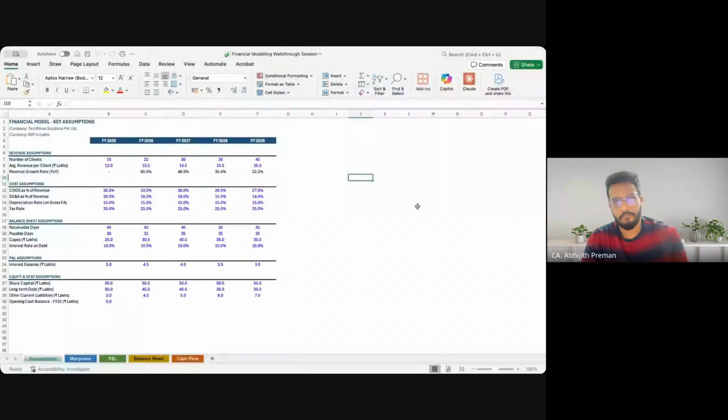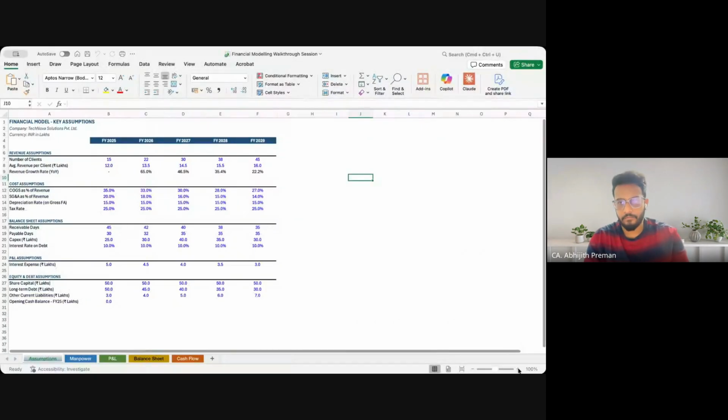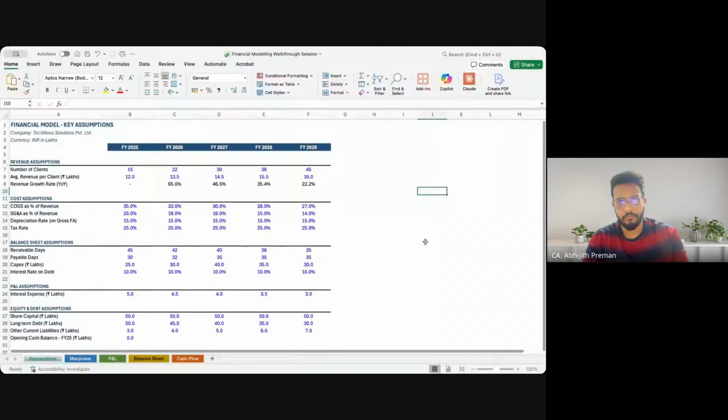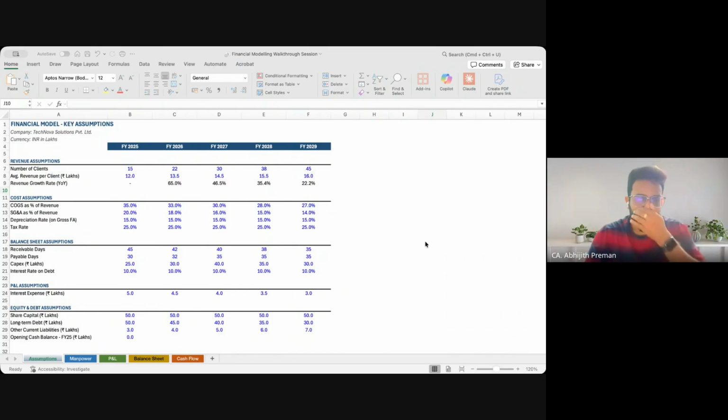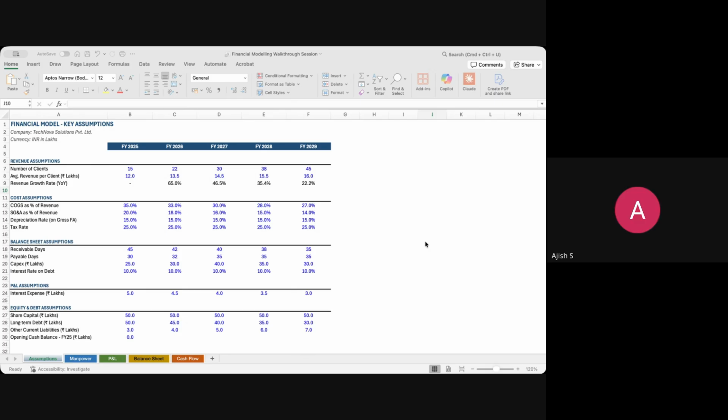Okay, so I'm sharing my screen. I hope my screen is visible. No. Okay. I think it's visible for others, Ajish. Yes, it's visible for us. Okay, now it's good.